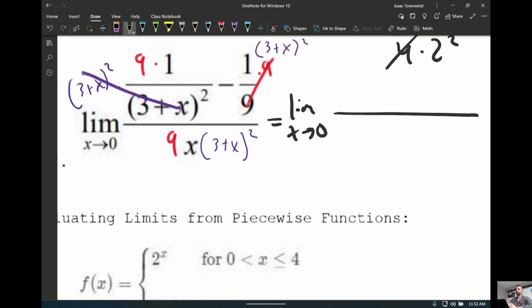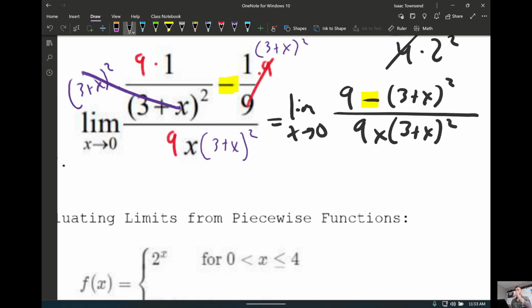See what you're left over with. 9 times 1. Make sure you pay attention to this sign. Minus negative 1 times 3 plus x all squared. And then my denominator had an x. I multiplied it by 9 and I multiplied it by 3 plus x squared. That's the most important step to me, at least for today.